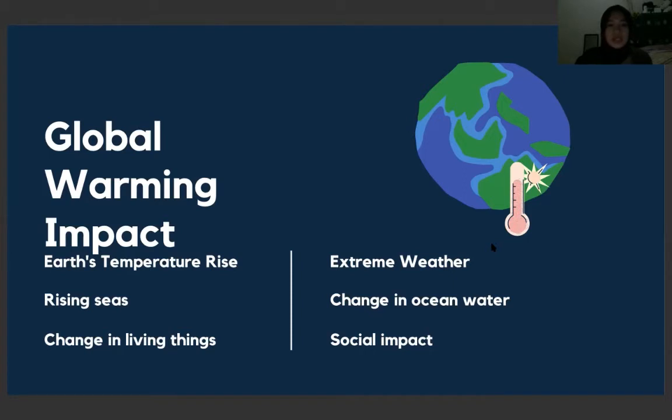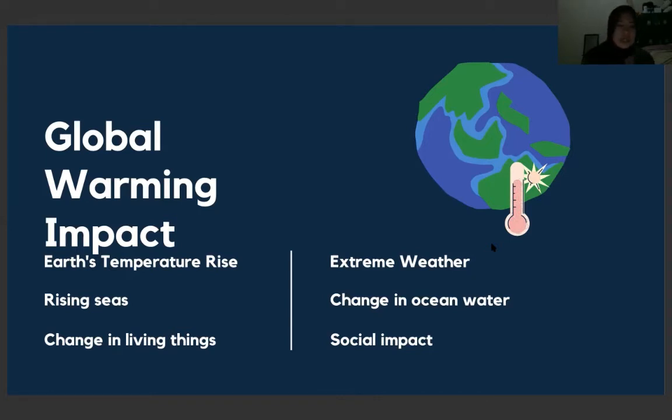And the next is rising sea level. Global warming conditions also have an impact on rising sea level. In this case, increasing Earth temperature causes the glaciers and ice sheets around the world to melt. Melting the glaciers and ice sheets increases the volume of seawater.